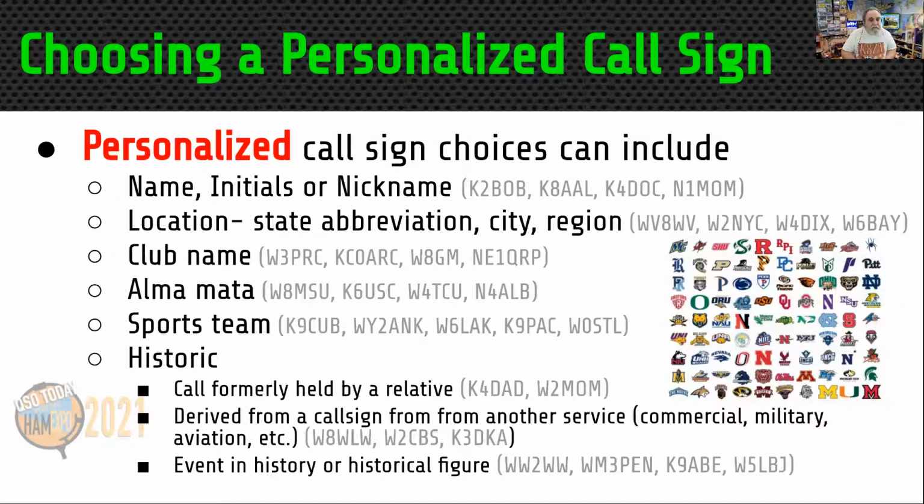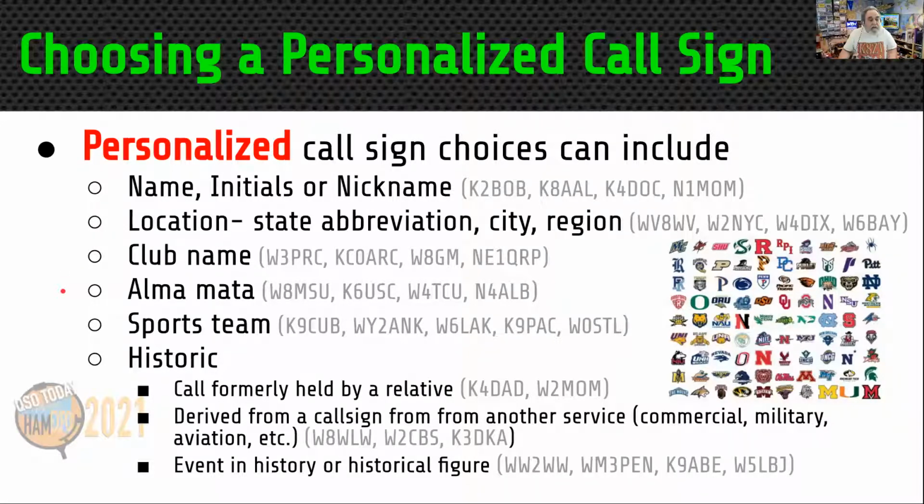Personalized call signs could include things such as your name, initials, or a nickname. Things such as K2 Bob, K8AAL, which would be my initials, K4 Doc, or N1 Mom might be an example of these types of call signs. The location might include your state abbreviation, such as WV8WV, W2NYC, W4 Dix, W6BAY could be examples of that. A club name, maybe you're part of the Potomac Radio Club or the Kansas City Amateur Radio Club or whatever. These are just made-up examples, but some of these may actually be issued.